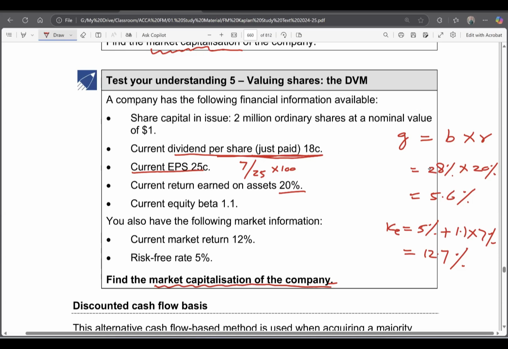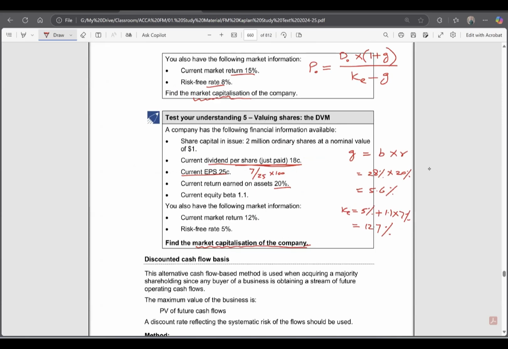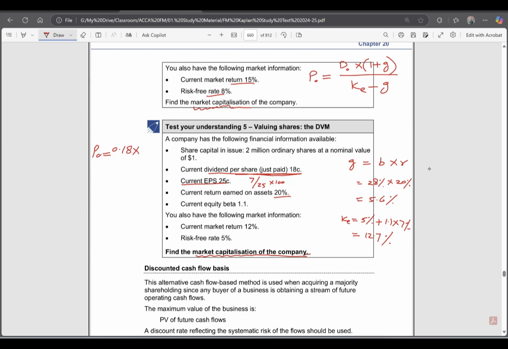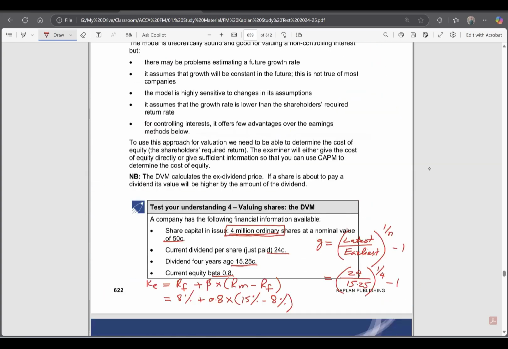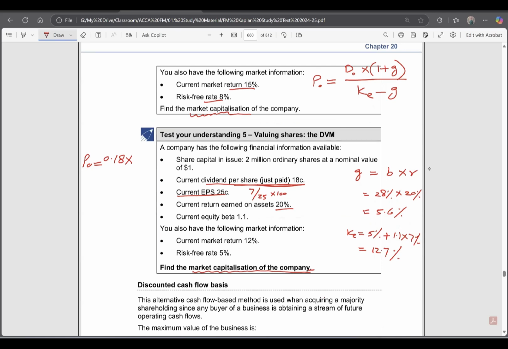Now we can find the price of share, and we can find the market cap as well. How can we find the price here? The current dividend is mentioned, 18 cent. So 0.18 into growth. Growth is 5.6%, so 1.056. Cost of capital is 12.7%, 0.127 minus 0.056. And then you can find your answer.